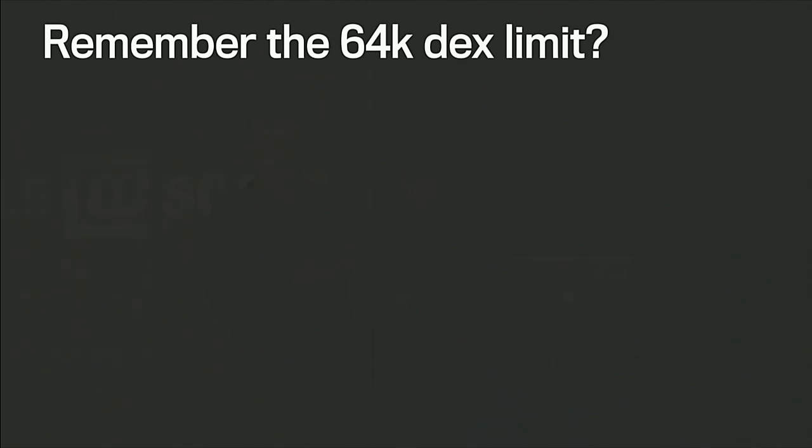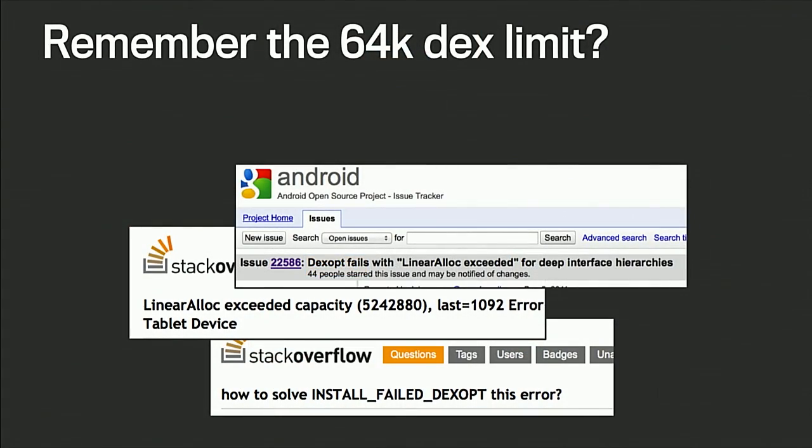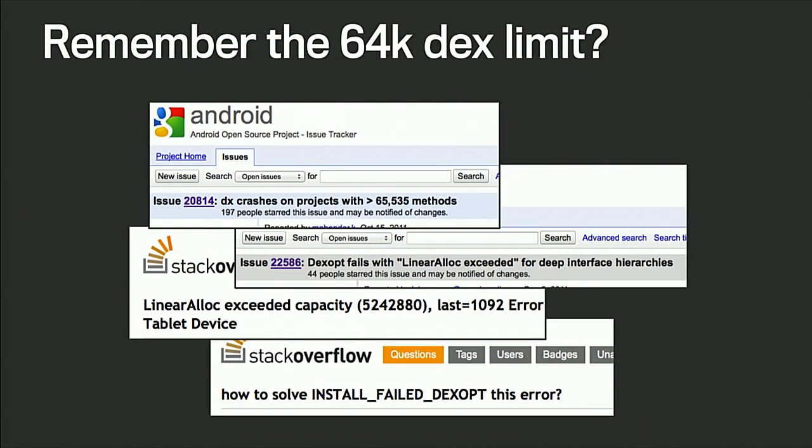Basically, when DX combines your class files into this DEX file, every method in your app needs to be assigned a unique 16-bit identifier. And if you have more than 65,000 or so of these identifiers, it just throws up its hands and says, I can't build your app. And you see Stack Overflow posts and bugs filed against the Android open source project. DX crashes on projects with greater than 65,535 methods. That's basically the long and the short of it.